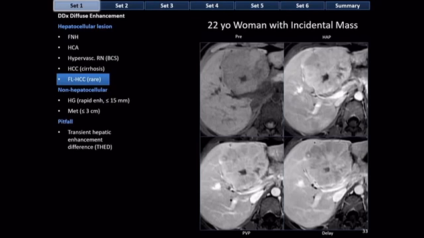Now, this was initially called a focal nodular hyperplasia because it enhances diffusely. It looks a little bit like there's a central scar in the middle. But why is this not an FNH? Because this is too heterogeneous to be an FNH.